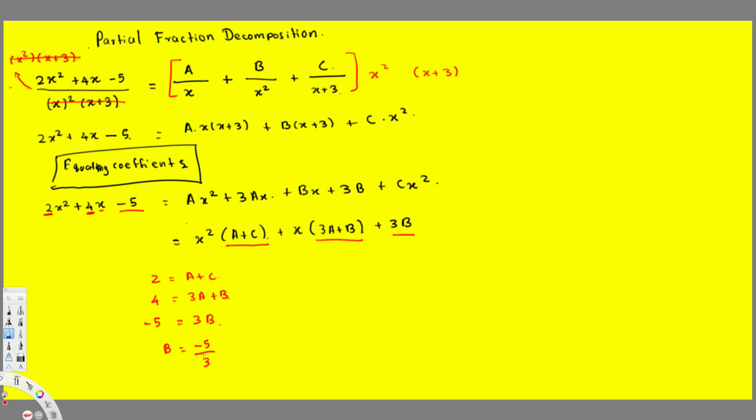If we find this one right here, we can find a by plugging this value in here. So let's do that, and I will get 4 is equal to 3a minus 5 over 3. Let's bring this one to the other side. This is going to be 3a is equal to 4 plus 5 over 3. Multiply this one by 3 and divide by 3. That's going to be 12 over 3 plus 5 over 3. That gives us 17 over 3.